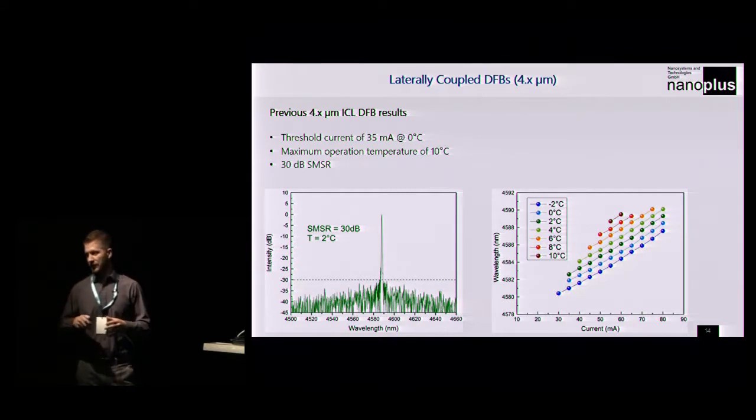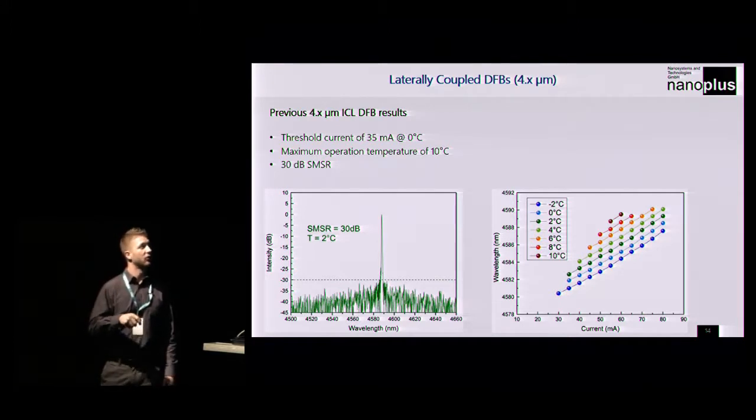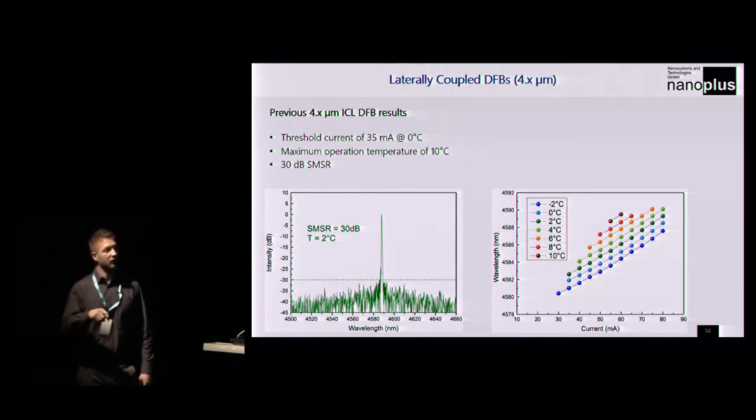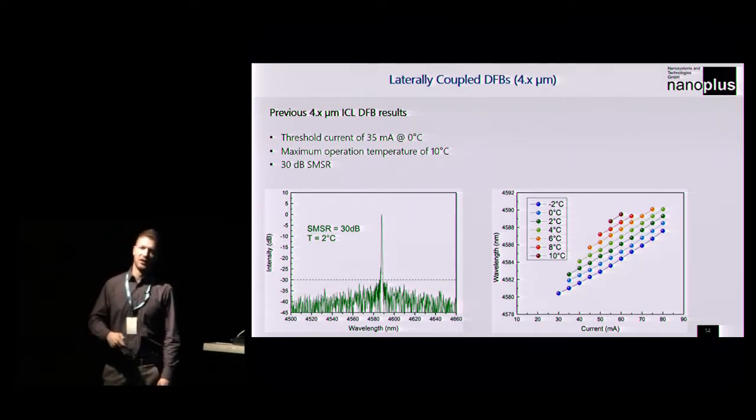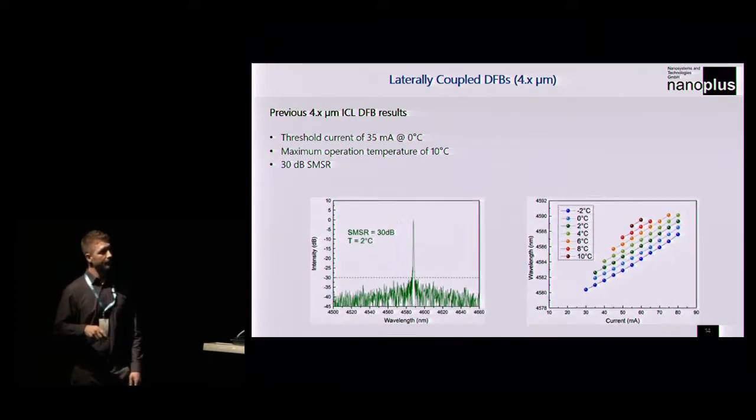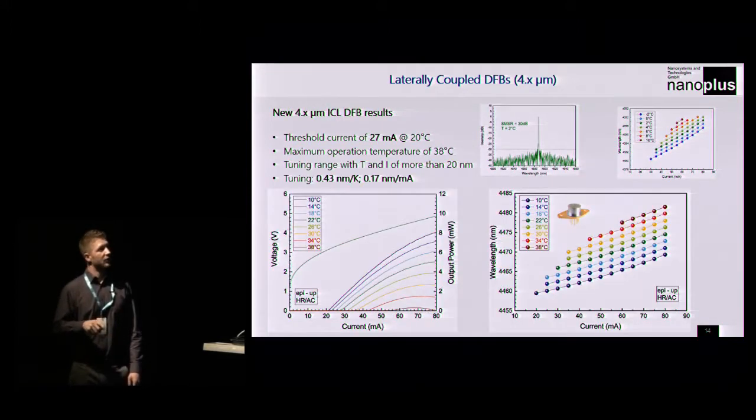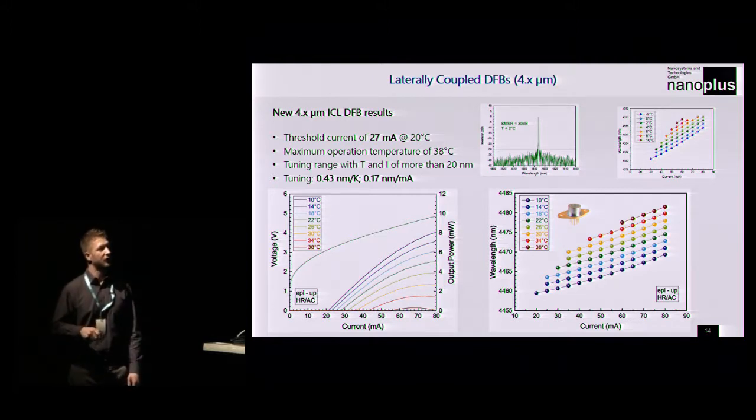So coming back to the optimization that I've introduced before with the 4.x micron ICLs. This was based on the epitaxy that we had been using before. We were barely able to operate them in CW operation up to 10 degrees Celsius, which always needed cooling, especially in a rough atmosphere at, let's say, power plants or something. So we introduced this new epitaxy, which I've shown you, and as you can see here, the lasers can now be operated in CW almost up to 40 degrees Celsius.